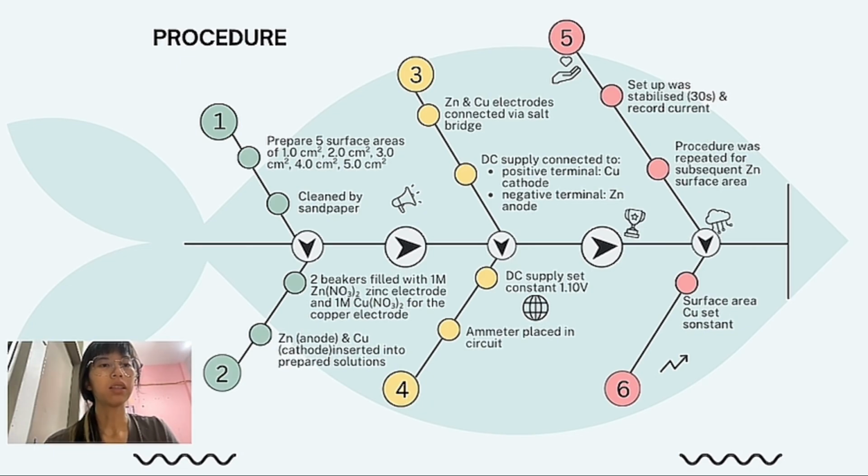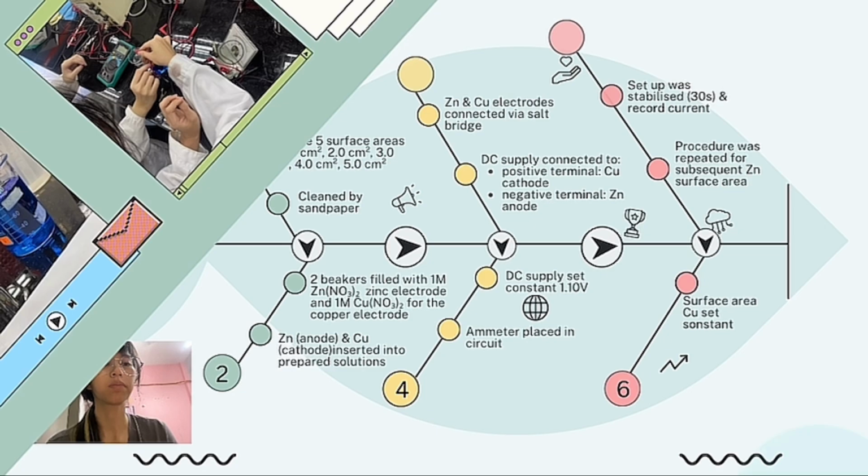Zinc electrodes were prepared in 5 surface areas of 1 cm², 2 cm², 3 cm², 4 cm², and 5 cm². The zinc strips were then labeled and cleaned thoroughly with sandpaper. 250 ml of 1 mole zinc(II) nitrate solution was prepared by dissolving 60.4 grams of zinc(II) nitrate powder in distilled water in a 250 ml volumetric flask, whereas 250 ml of 1 mole copper(II) nitrate was prepared by dissolving 74.37 grams of copper(II) nitrate powder in distilled water in a 250 ml volumetric flask.